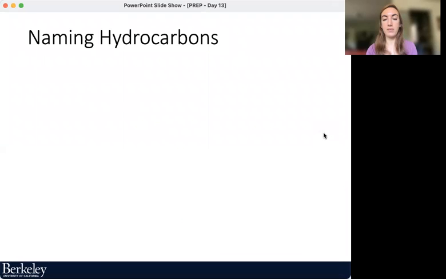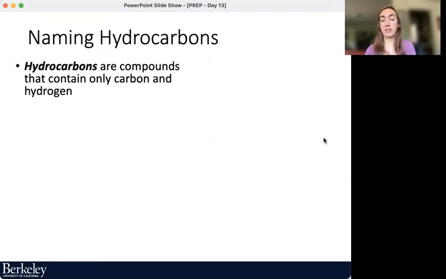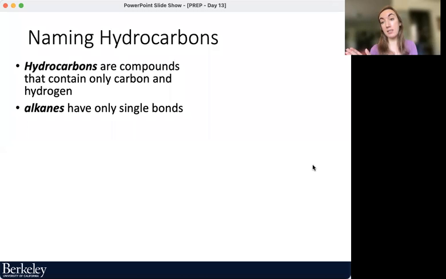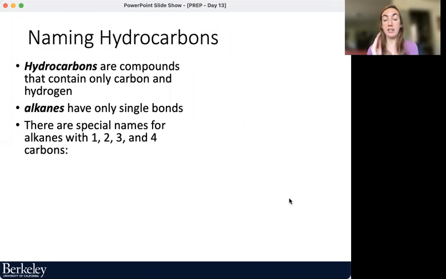Okay, so hydrocarbons, maybe intuitively based on the name, are compounds that contain hydrogen and carbon. These are really common molecules in our day-to-day life. Alkanes are a word for hydrocarbons that have only single bonds, so no double or triple bonds. There are special names for the alkanes that have 1, 2, 3, and 4 carbons.